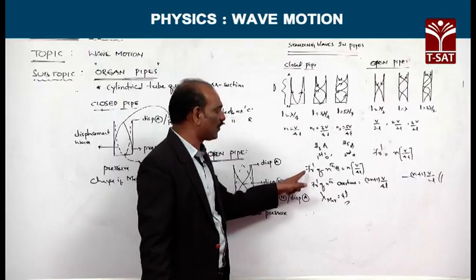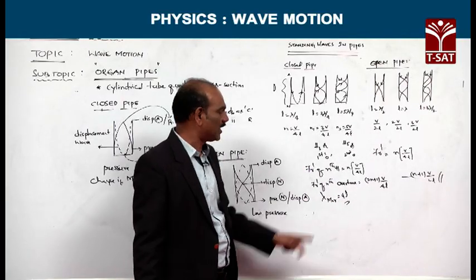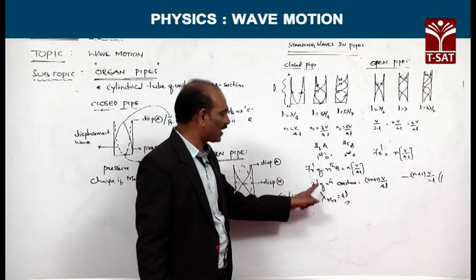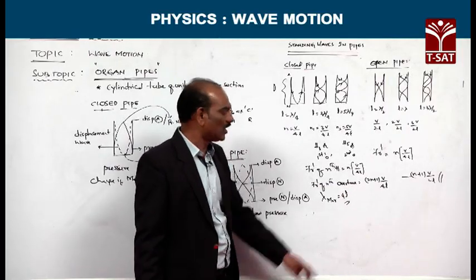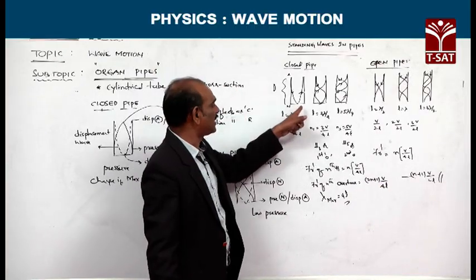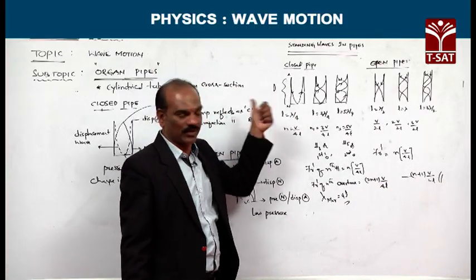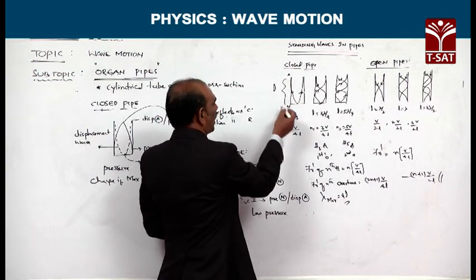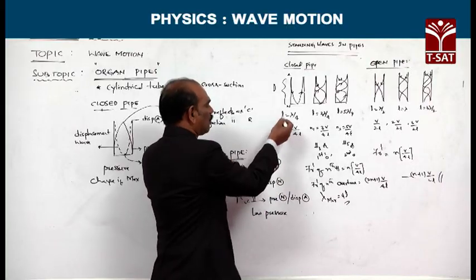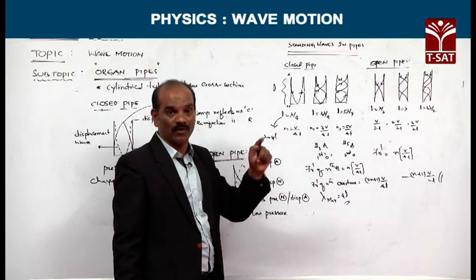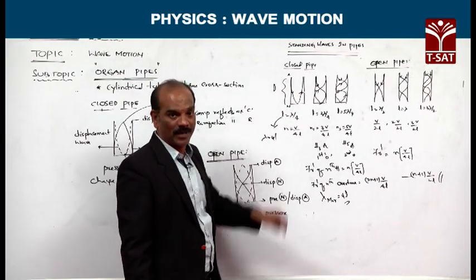Now, similarly, the frequency of the nth harmonic is n times V by 4L. The frequency of the nth overtone is (2n plus 1) times V by 4L. In this case, the maximum wavelength of the wave is lambda equivalent to 4L, because in this case L is equivalent to lambda by 4. Using this, we can say lambda is equal to 4L. This is the maximum possible wavelength of a wave in the closed pipe.